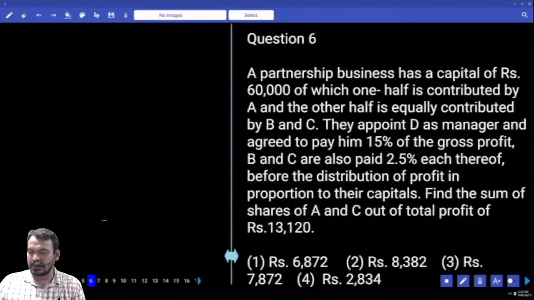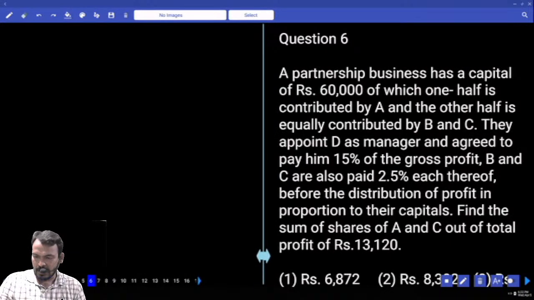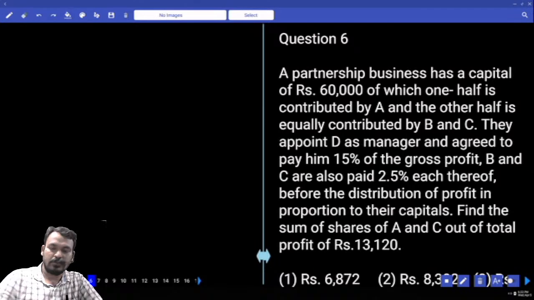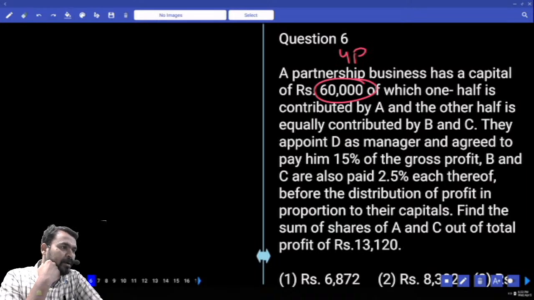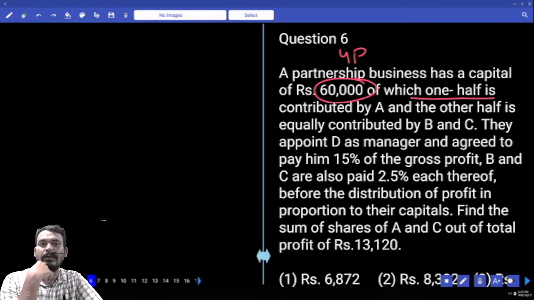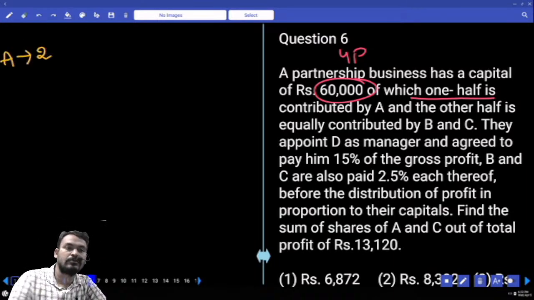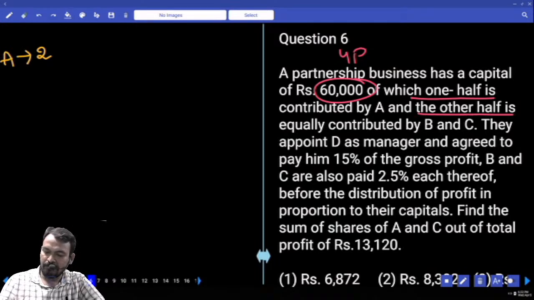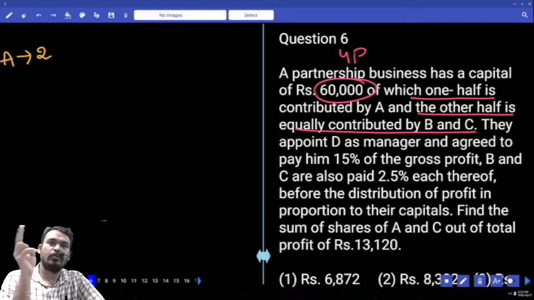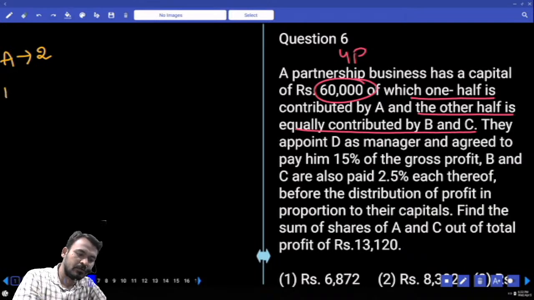A partnership business has a capital of 60,000, of which one half is contributed by A and the other half is equally contributed by B and C. Suppose I consider 60,000 as 4 parts. One half means A invested 2 parts, and the other half is equally contributed by B and C, so the remaining 2 parts are distributed equally: B received 1 part, C also 1 part.